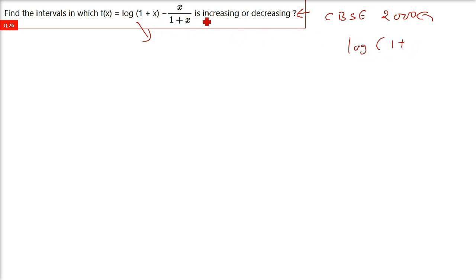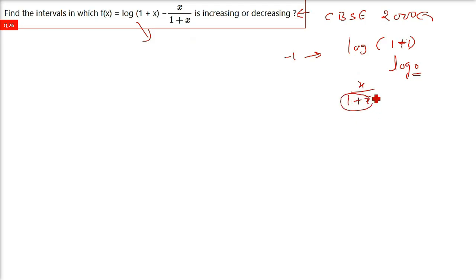So this is log(1 plus x). What will happen if I put x as minus 1? Log of 1 minus 1 is log 0. How can you define it? So you cannot have x as negative 1. 1 plus x cannot be 0. 1 plus x equal to 0 is the problem. x equals minus 1 is the problem. So x cannot be minus 1.